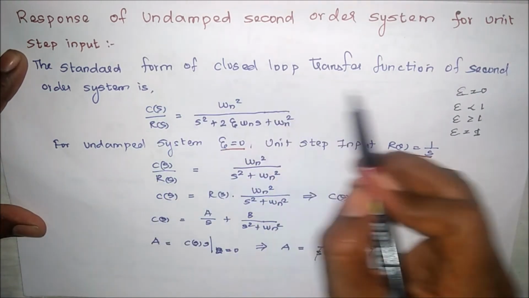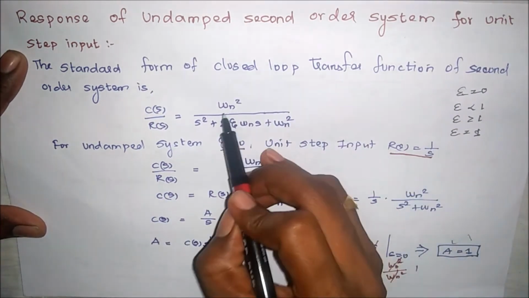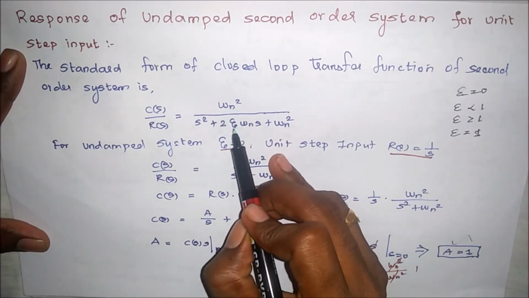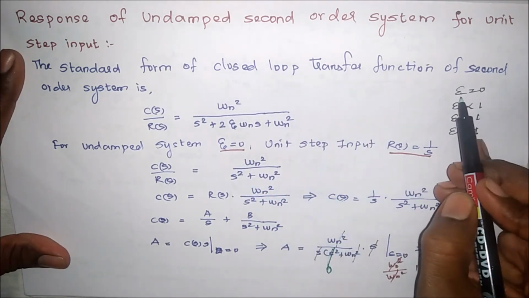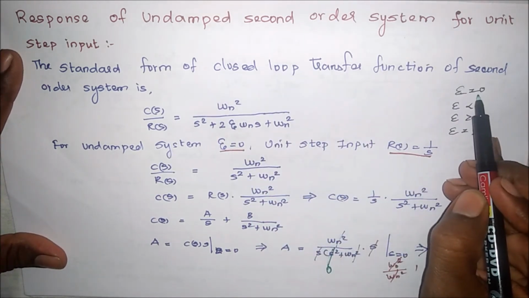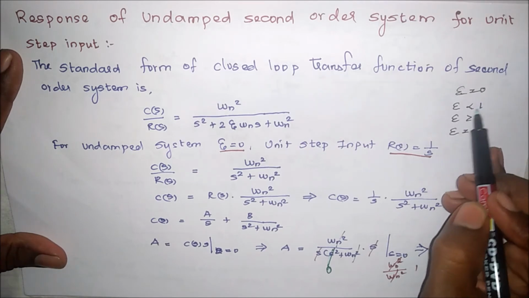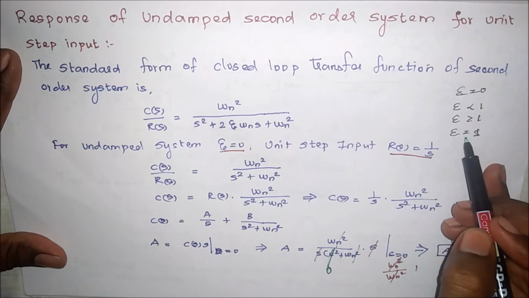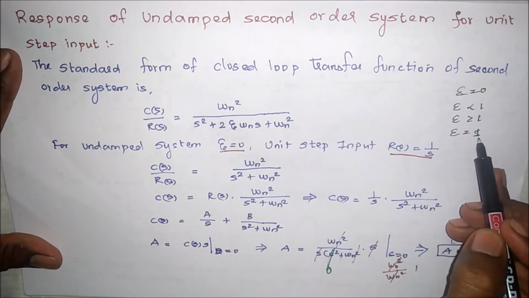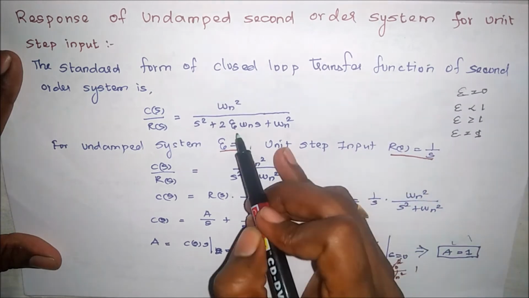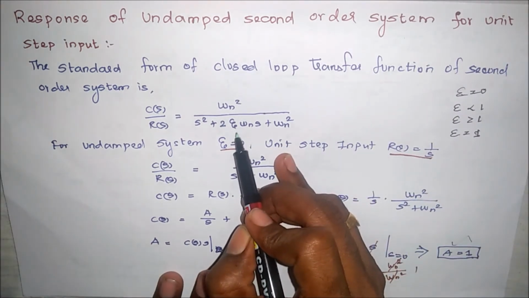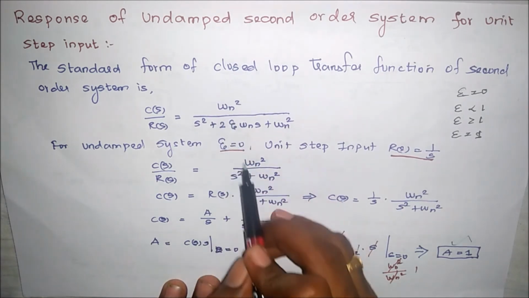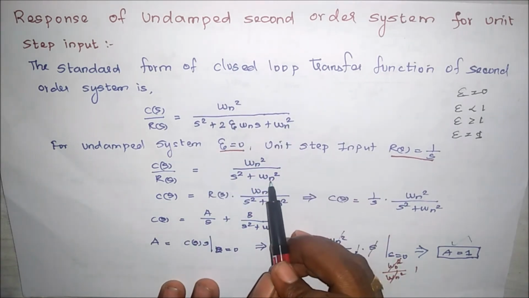So now according to the undamped condition, we know here omega n is the natural frequency of oscillation, eta is the damping ratio. Eta equal to 0 means the system will be an undamped system. If it is less than 1, underdamped system. Greater than 1, overdamped system. Eta equal to 1, that is critically damped system. So according to the concept, we have to substitute for the undamped system eta equal to 0. So this entire term will become 0. Therefore, omega n square divided by s square plus omega n square only.